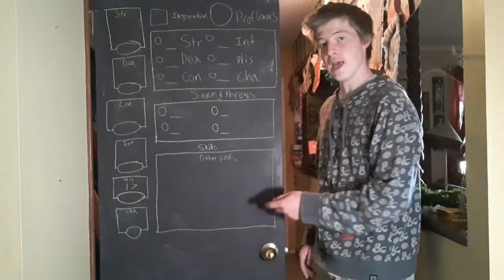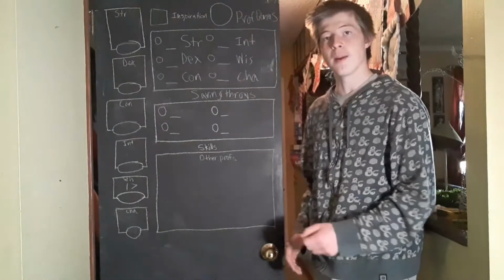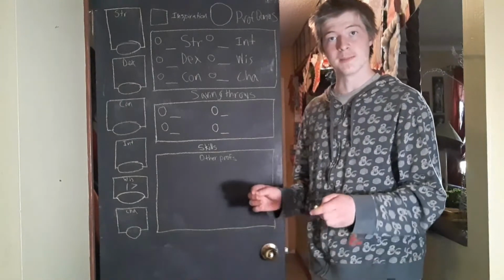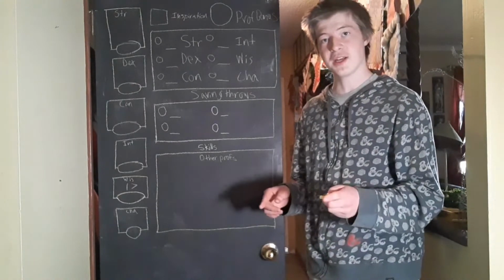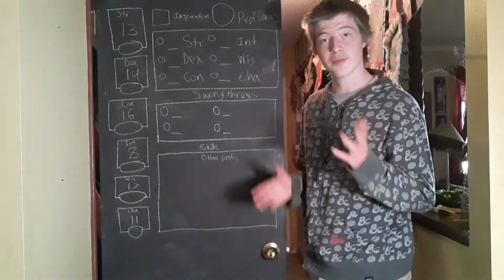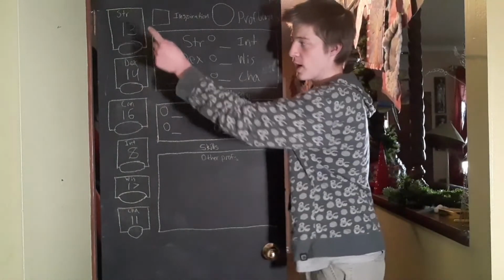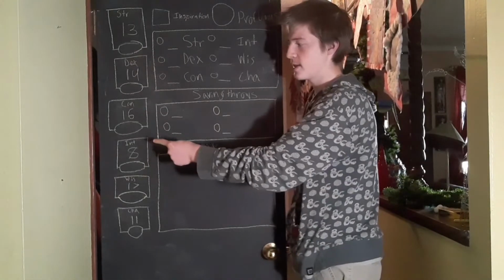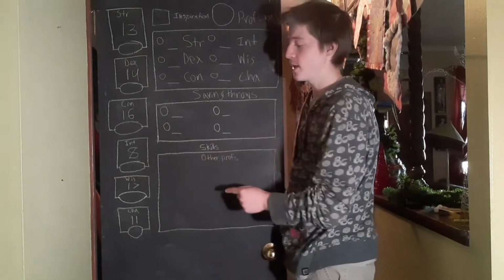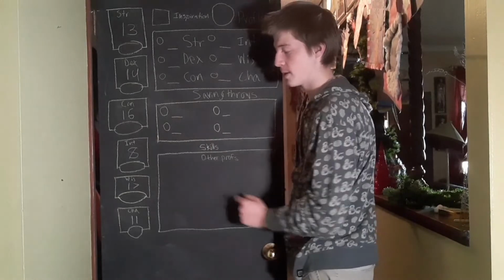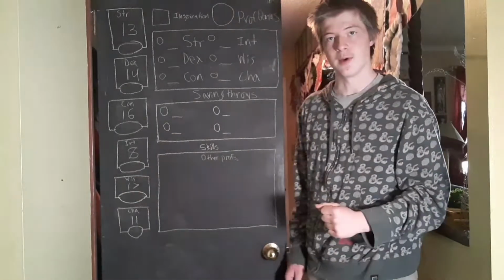So with 17 in my wisdom spot, I'm going to do the rest of the rolling off screen because it's boring as all heck to watch, and I'll get back to you guys in a sec. So I'm back after calculating all the scores, and I've got them all written here. We've got a 13 in strength, a 14 in dexterity, a 16 in constitution, an 8 in intelligence, a 17 in wisdom, and an 11 in charisma.